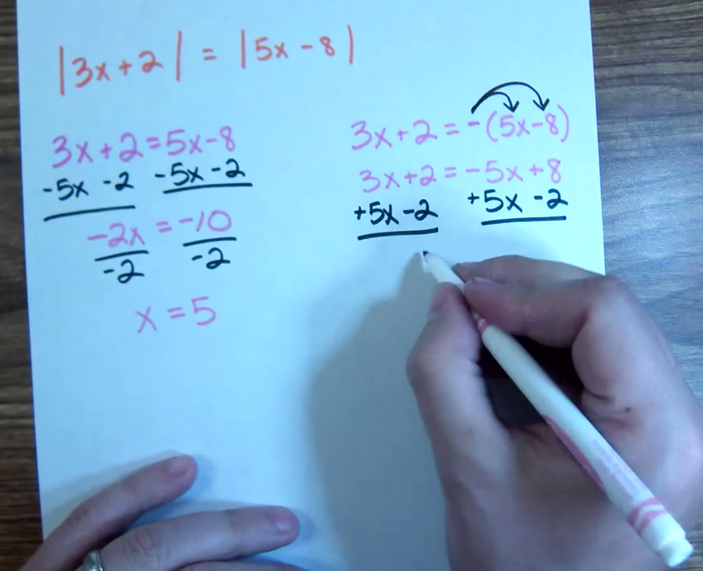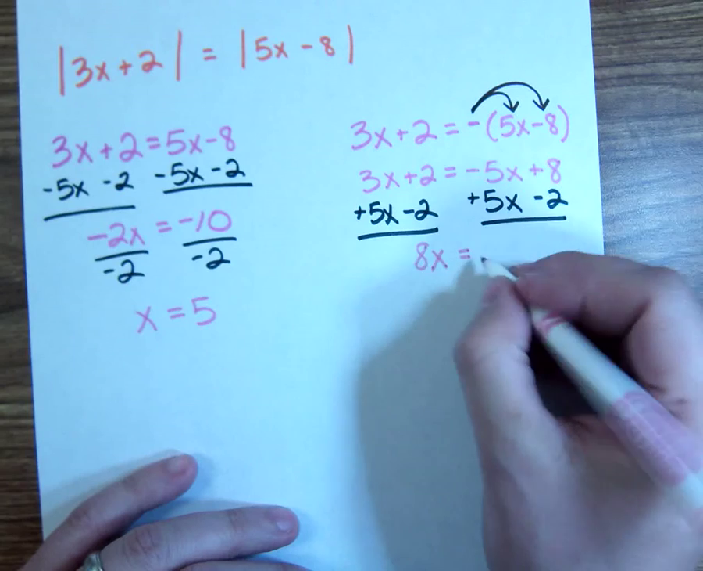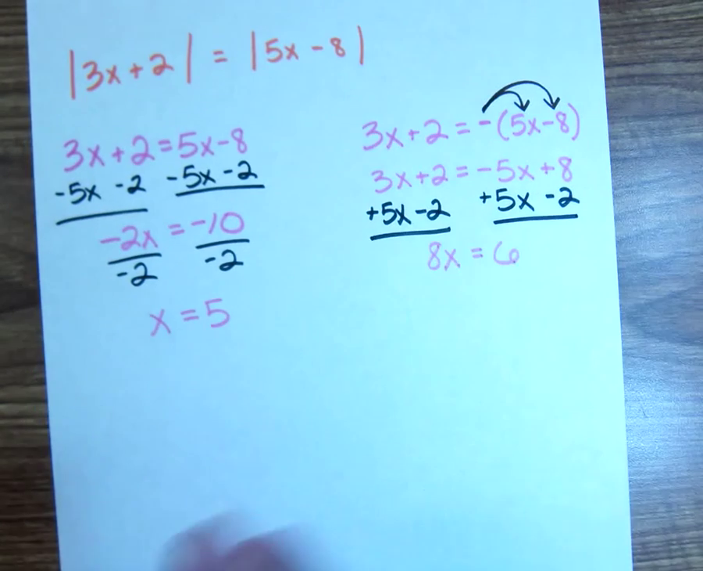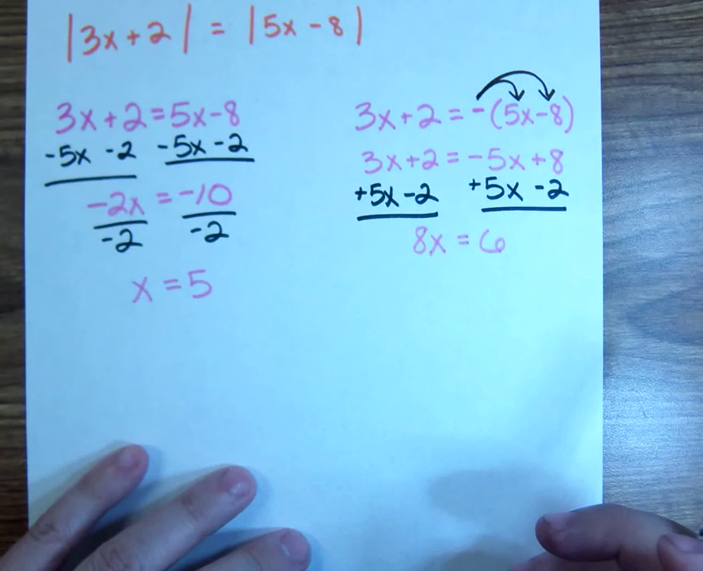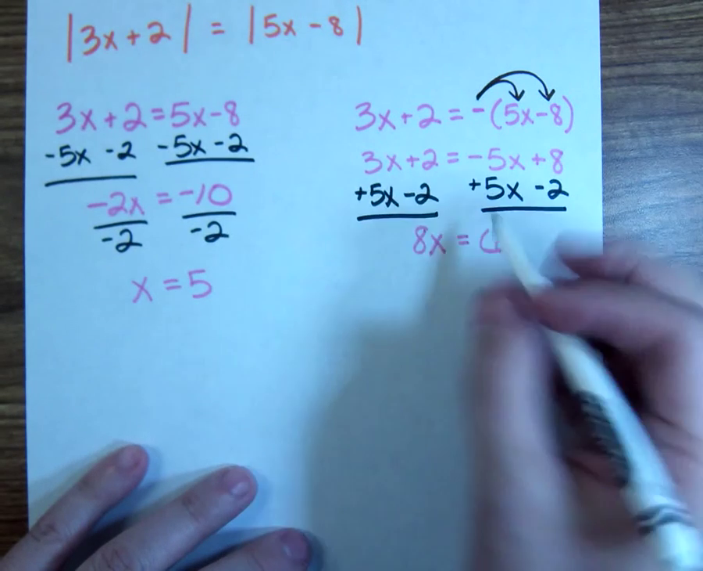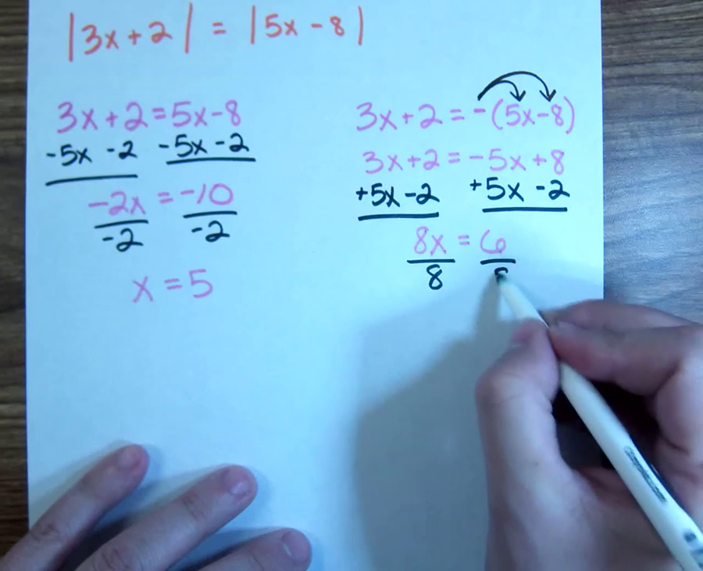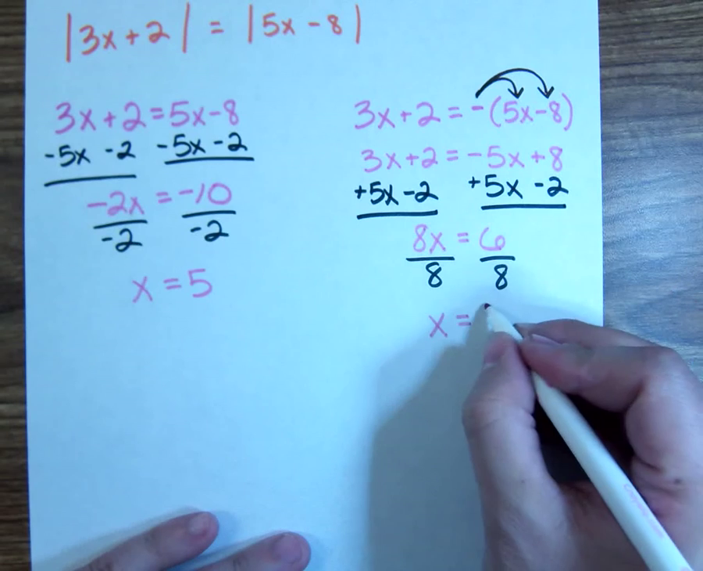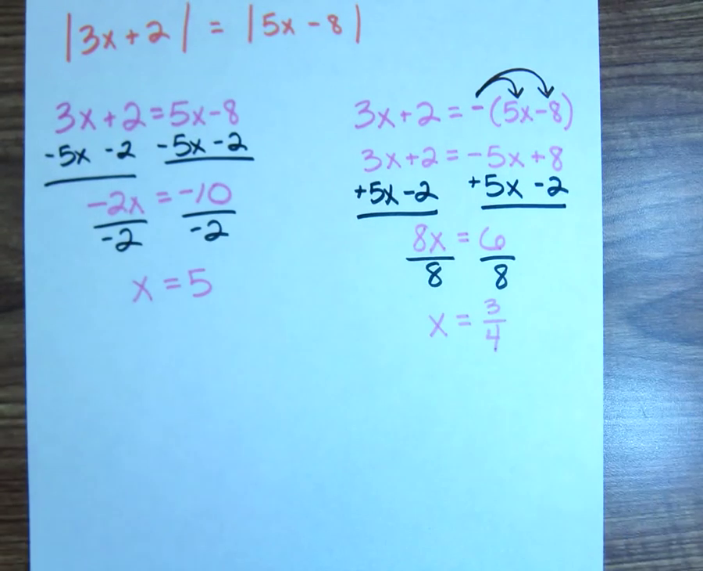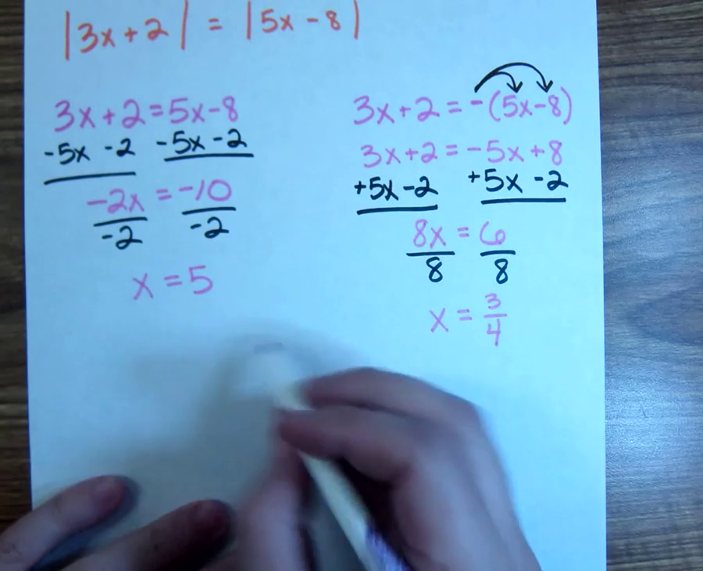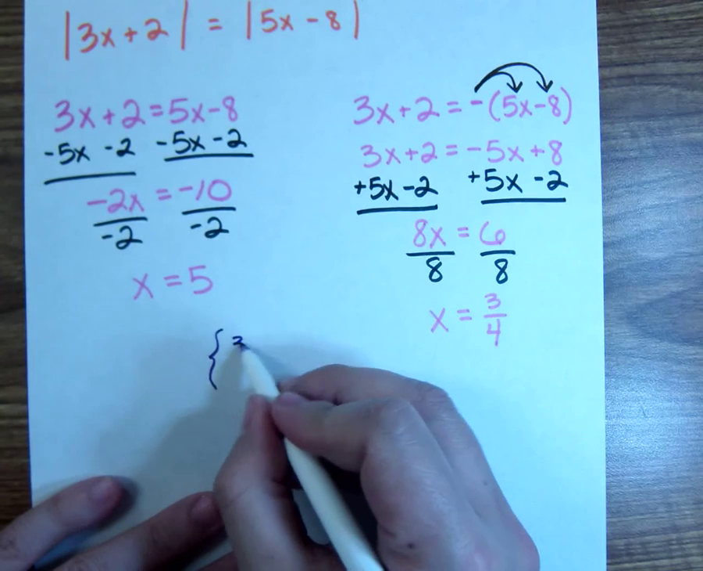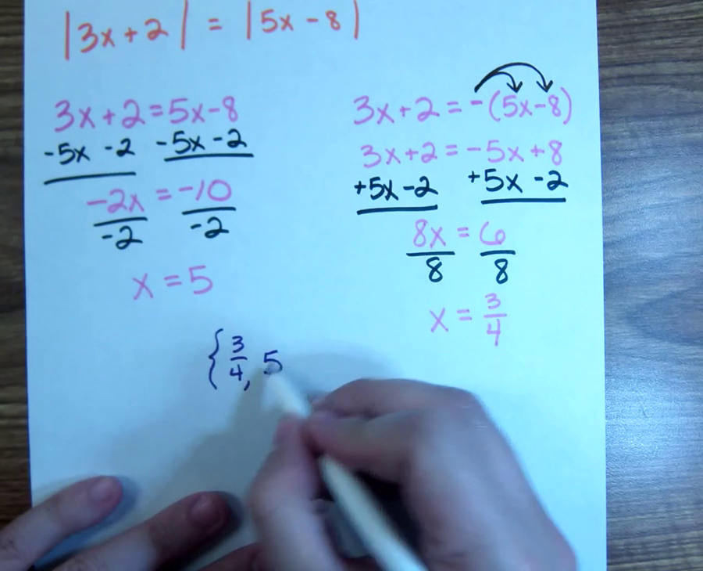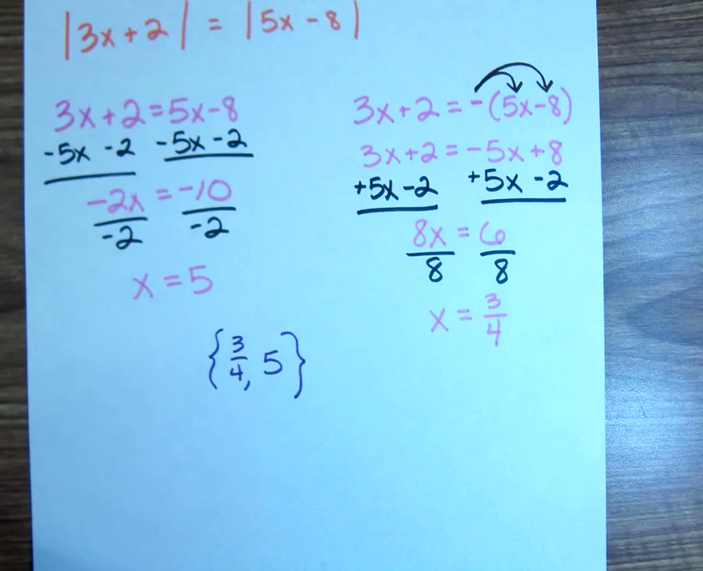So over here on the left we have 8x, and on the right we have 6. Divide by 8. X equals, and let's go ahead and reduce this. 6/8 reduces to 3/4. So, what's our answer? 3/4 and 5. It does not matter which order it goes in.